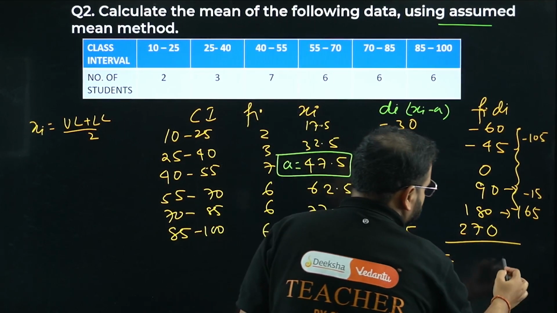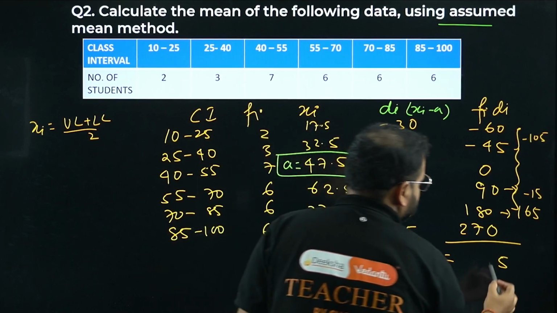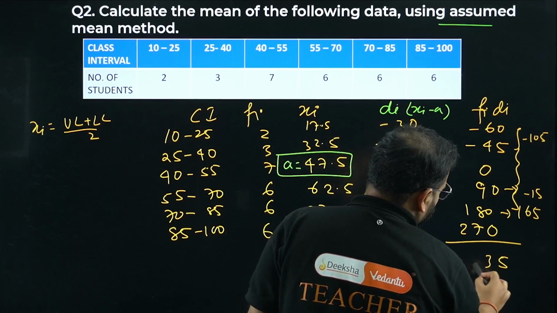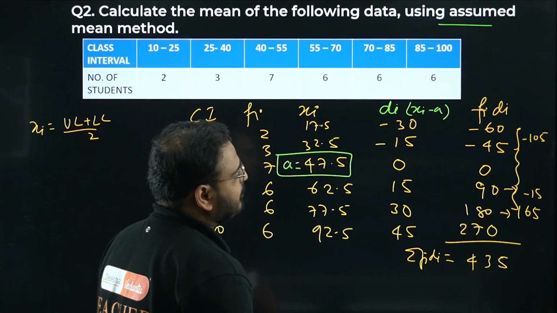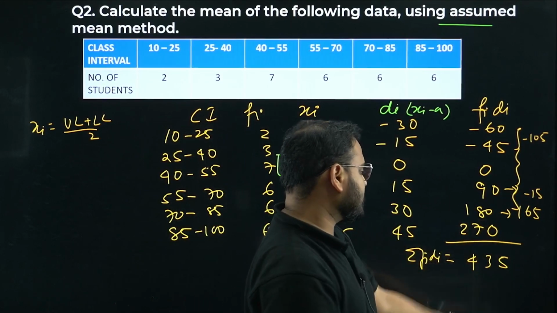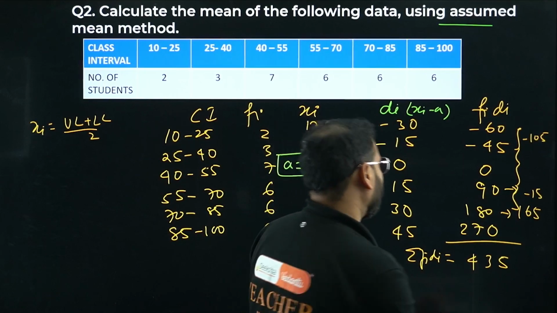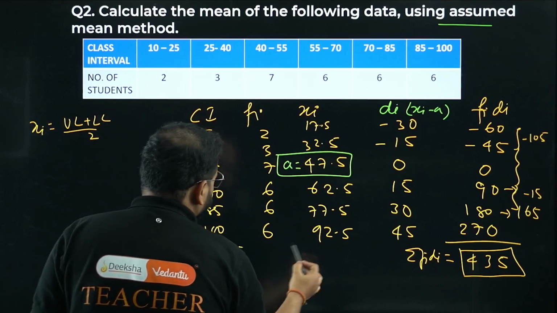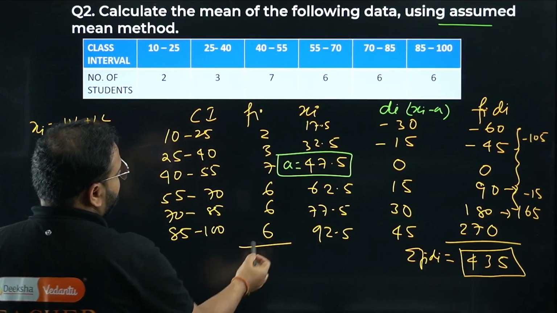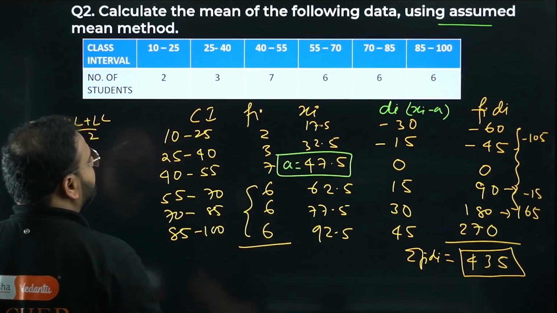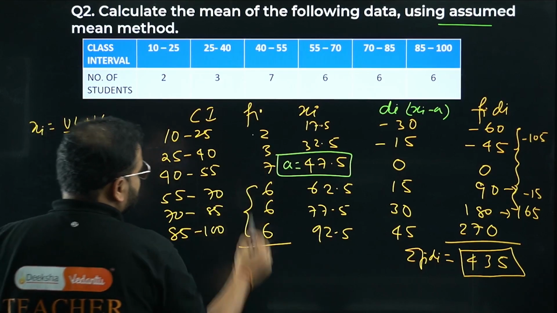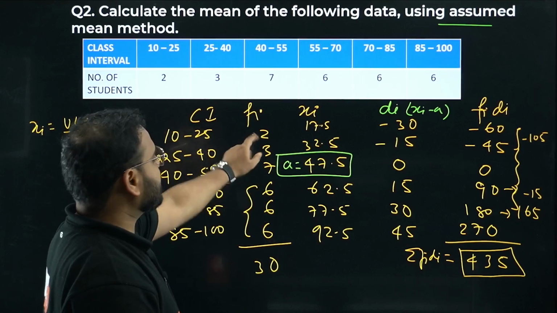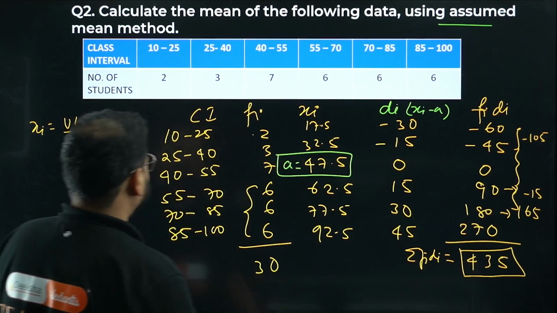Now add them. 5 plus 0 is 5, 6 plus 7 is 13, 2 plus 1 is 3, plus 1 is 4. 435 is correct. Have a look. 435 is my sigma fi di. What about sigma fi? Sigma fi: 6 3s are 18, plus 2 is 20, plus 10 is 30. Sigma fi is 30.